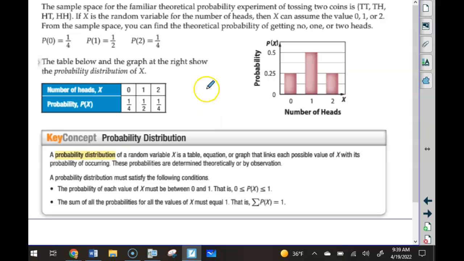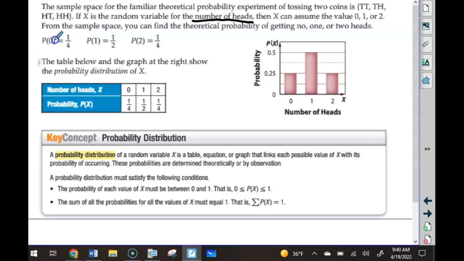The sample space from a familiar theoretical probability experiment of tossing 2 coins. Okay, we're going to toss 2 coins. They could land tails, tails, tails, heads, heads, tails, or heads, heads. If X is a random variable for the number of heads, then X could be 0 heads, 1 head, or 2 heads. Find the sample space in theoretical probability, okay? So we listed the choices: tails, tails, tails, heads, heads, tails, heads, heads.